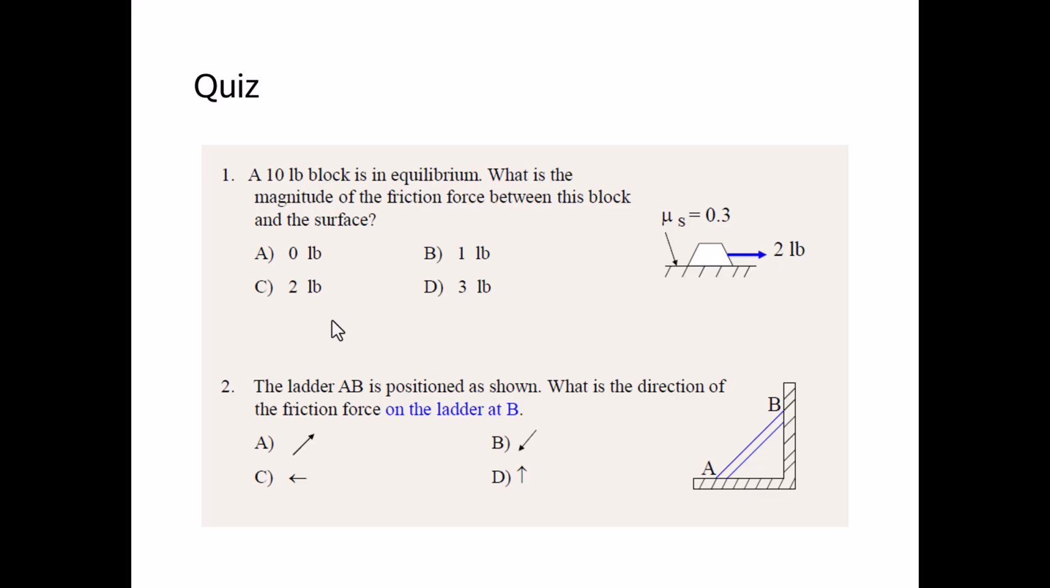Like I said before, don't always assume friction equals mu s times N. Our friction, okay, mu s times N, which is 0.3 times 10, is 3 lb, which means here is our maximum friction. However, if our pulling force is just 2 lb, and the object is in equilibrium, which means our friction is also 2. Okay.